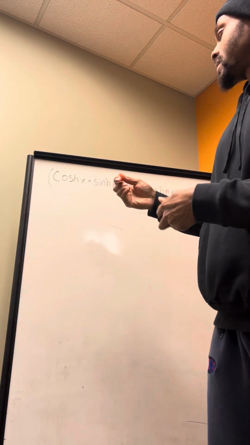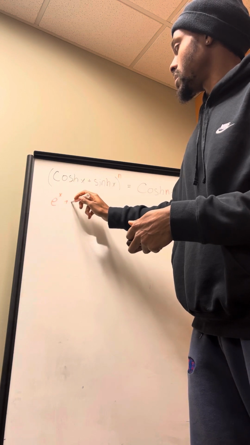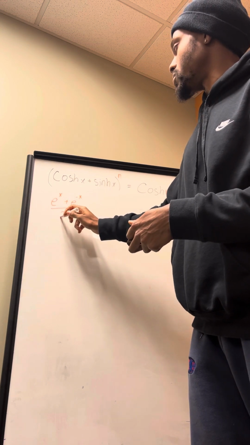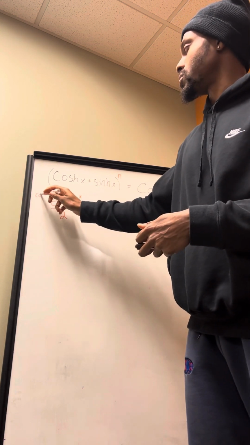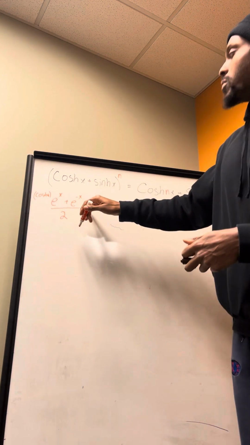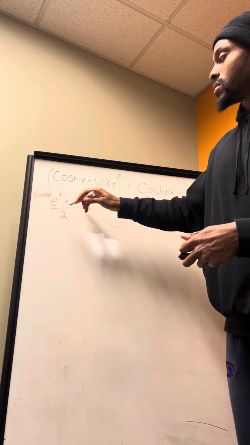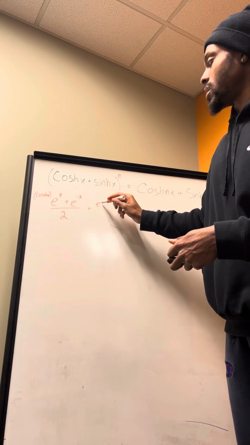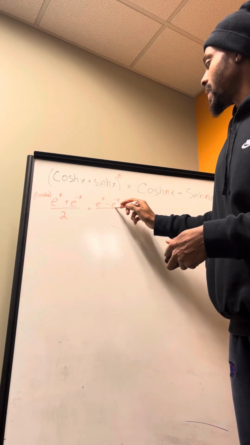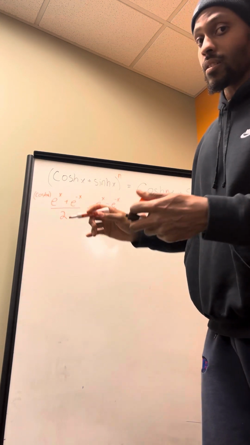So when we use different hyperbolic identities, the one for cosine is e to the x plus e to the negative x, all of that over 2, and this is cosh x. And then when we have sinh, we do the same thing, but we change this positive to a negative. So we end up with e to the x minus e to the negative x, all over 2. We can combine this and make it one big fraction.